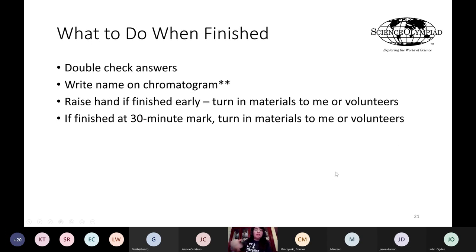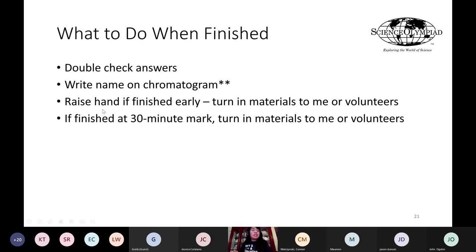So what to do when they're finished. They should double check their answers and make sure that they answered all the questions, in terms of circling the powders on that powder chart, as well as filling out all the questions on the zip grade. They should also write their name on the chromatogram if there is no denotation of their team number, though we're working on getting the team numbers on the chromatography papers assigned to each group. But just to make sure, because that's very vital to their scoring as well as any ultimate tiebreakers if it comes down to it.